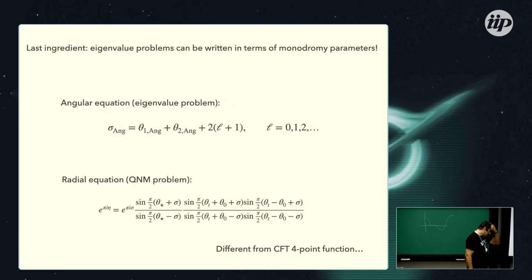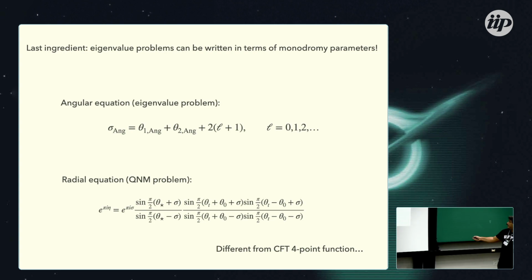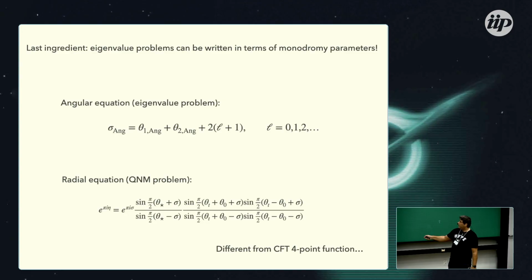The last ingredient is that I told you that I want to solve the Sturm-Liouville type of problem. And as it turns out, the Sturm-Liouville type of problem can be cast in terms of these parameters. So, for instance, for the angular equation, you want the internal Liouville momentum to be, up to some even number, the sum of the Liouville momenta associated to the north and south pole. And the L here, or the even number, will have the interpretation of the angular eigenvalue.